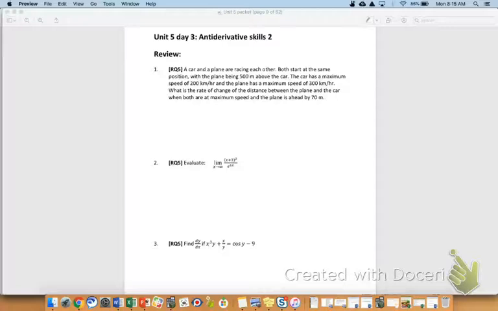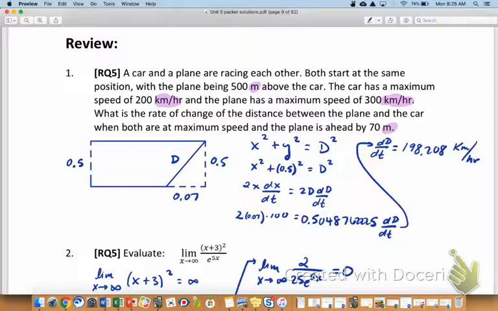So you should be doing one about a car and a plane, and evaluating a limit, and then finding dy/dx. On screen, I drew a little picture off to the side there. In the end, I think it's just a right triangle with the Pythagorean theorem. So look over some of those details there. Hopefully I didn't mess up any of the little numerical values.